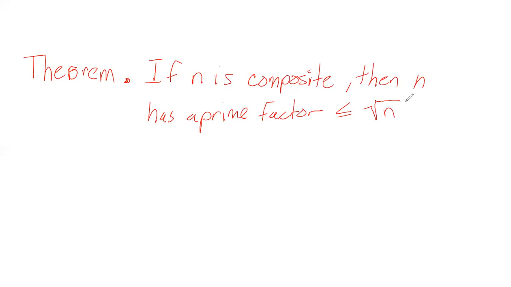This can simply be seen. If you have two numbers greater than the square root of n and you multiply them together, it's going to be greater than n. The square root of n times the square root of n is equal to n. And similarly, if the two factors are less than the square root of n, the product will be less than n itself. This is useful as it will allow us to reduce our search for factors of a particular number.